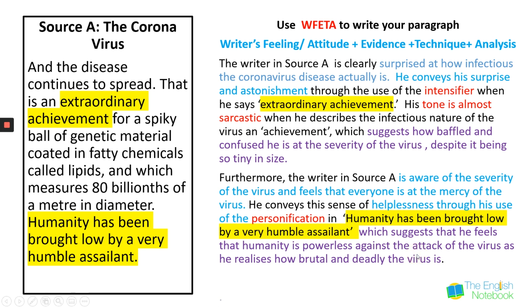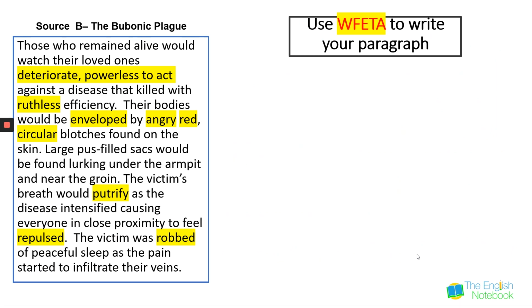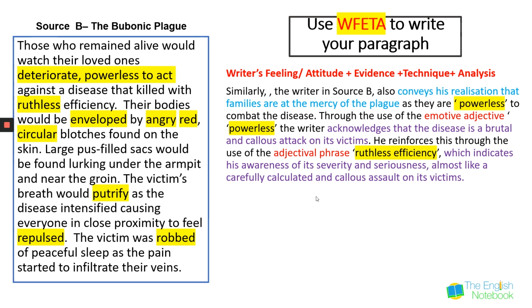Okay, now let us go to the second source, which is your source B. Again, we're going to look at how we can use WFETA, that means writer's feelings, the evidence, the methods, the techniques that they use, and how we can analyze to show how the techniques and evidence actually convey the writer's feelings, perspectives, viewpoints, and attitudes. Again here, I've already read the text to you. Let's have a look at how I've gone about to analyze it and to convey the writer's perspectives in a sort of succinct way.